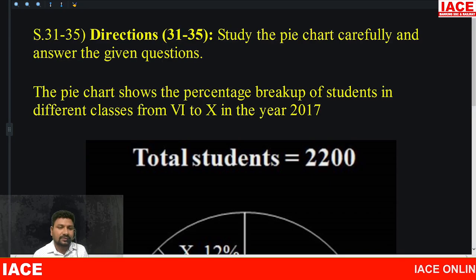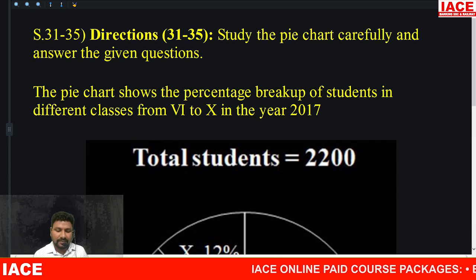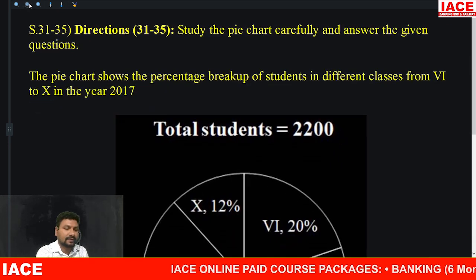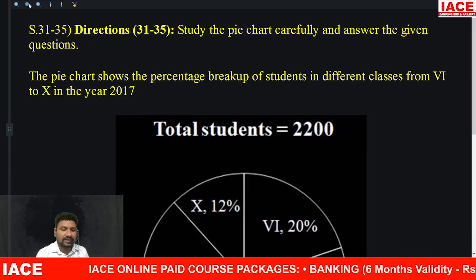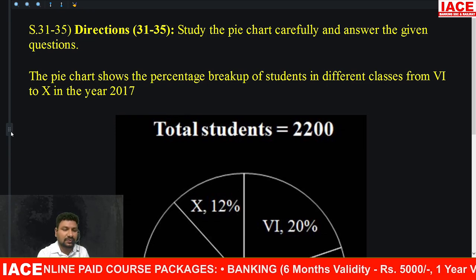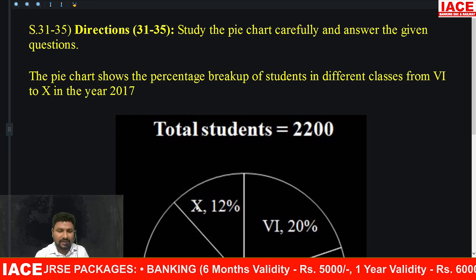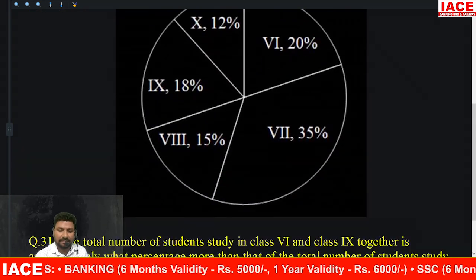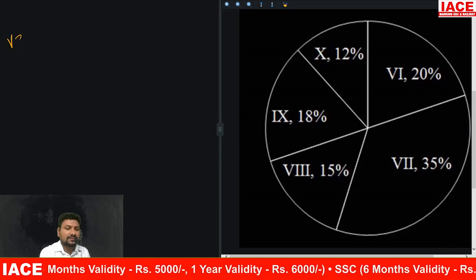So let's see the questions. 31 to 35, we have a data interpretation. In the data interpretation, they mention the total students is 2200. Yes, this belongs to the year 2017. It starts from 6th class.